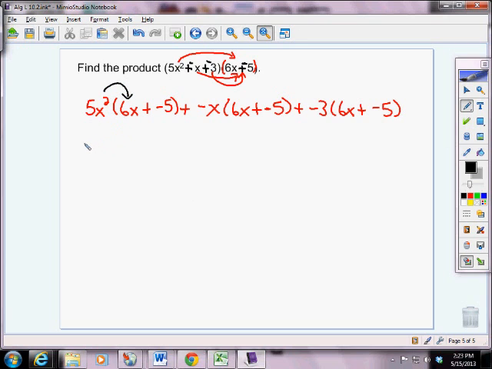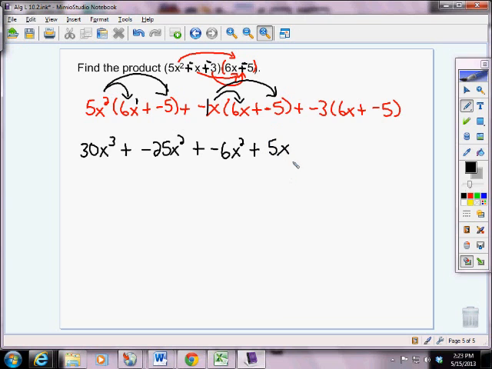5x squared times 6x, that's going to be 30x to the third. 5x squared times a negative 5, that'll be a negative 25x squared. Again, everything's addition. Negative x, or you can think of it as a negative 1x times 6x, is going to be a negative 6x squared. Plus negative 1x times a negative 5 is a positive 5x. Plus negative 3 times 6x is going to be a negative 18x, plus negative 3 times a negative 5 is a positive 15.